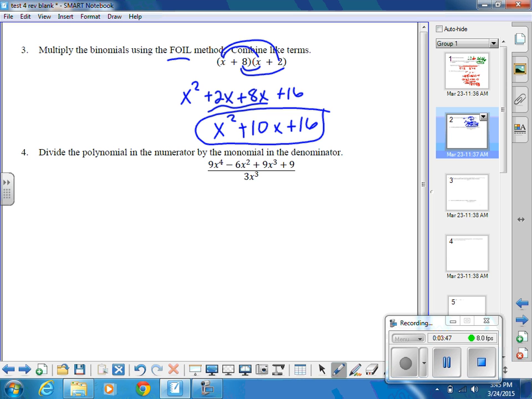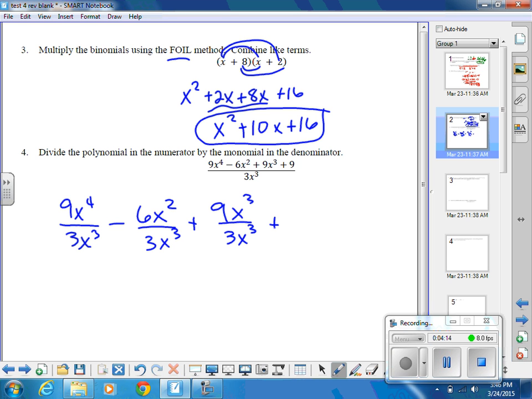And number 4, this one that I put on this review is a lot harder than the one that you would probably have on your test or your review as well. But the best way to do these, whenever you're dividing a polynomial like this by a monomial, is to break them up. You do them each individually. So watch what I'm doing here. I'm literally writing this bottom one over all the top ones, breaking them up, separating them out because it's a lot easier to do it individually like this.